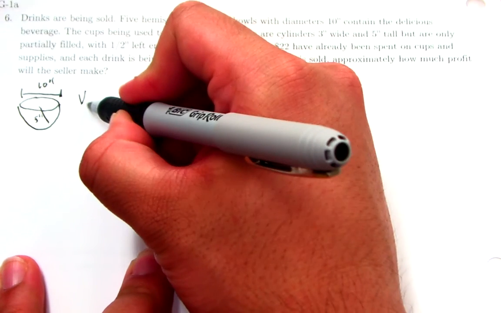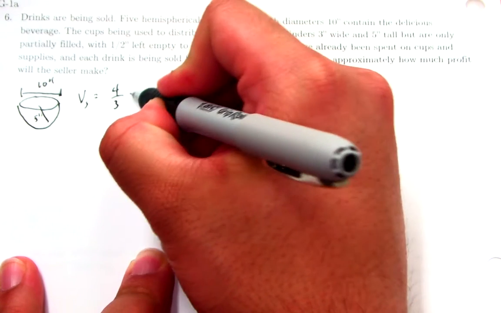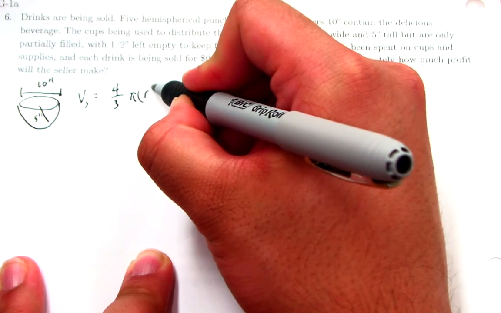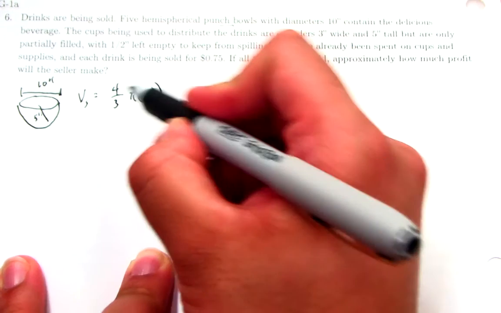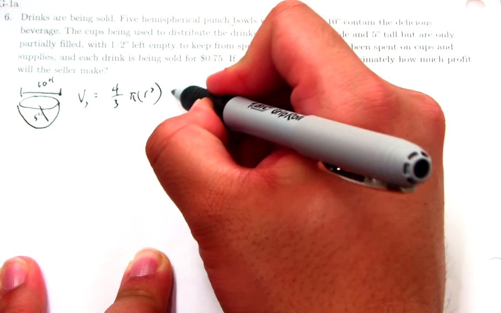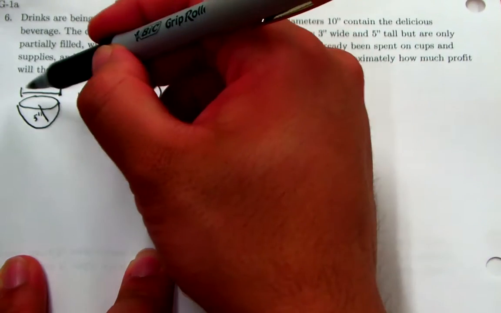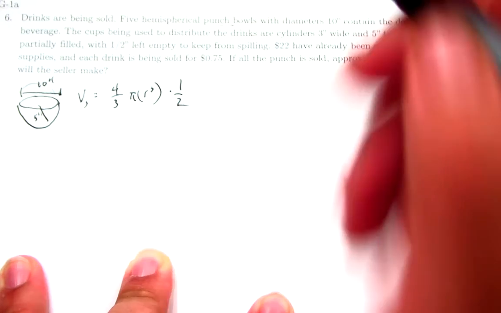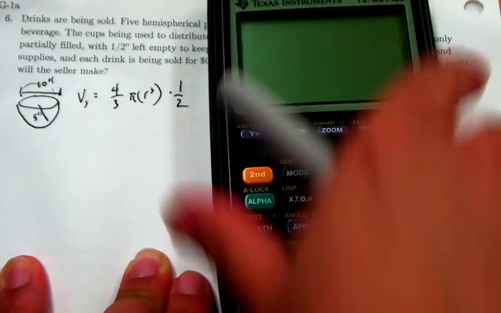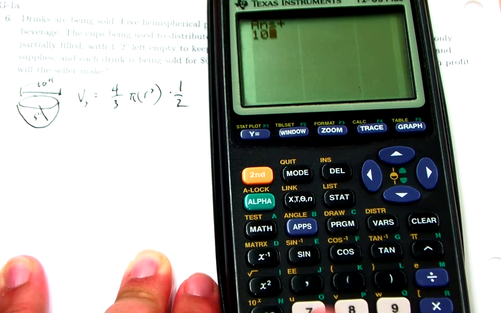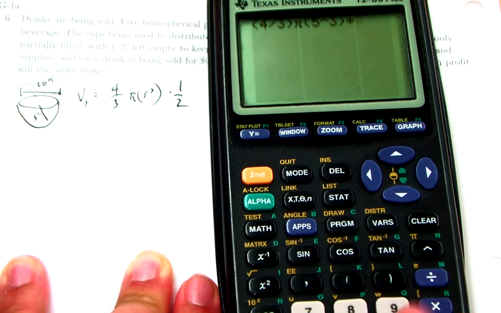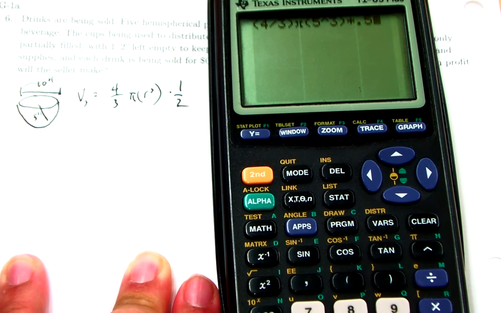So the volume of a sphere is 4/3 pi r cubed, but this is a hemisphere, so all we've got to do to find the volume of a bowl is just multiply this by a half. So 4/3 pi r cubed is the full sphere, the entire ball. All we want is the half sphere. So the radius is 5, as mentioned. So let's see, 4/3 pi, radius is 5 cubed.